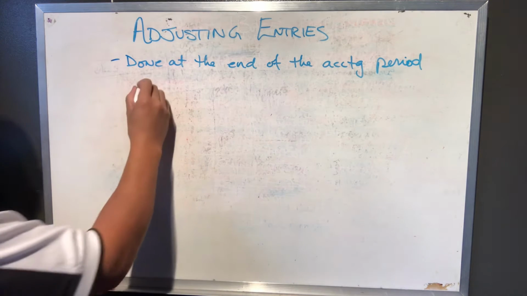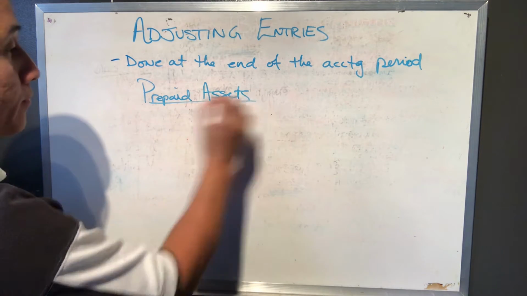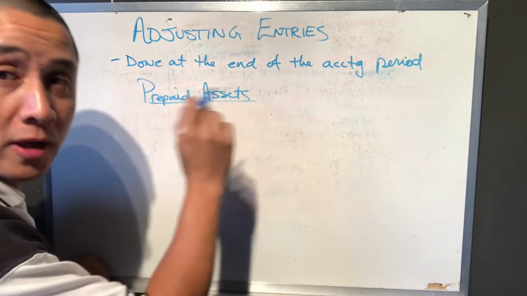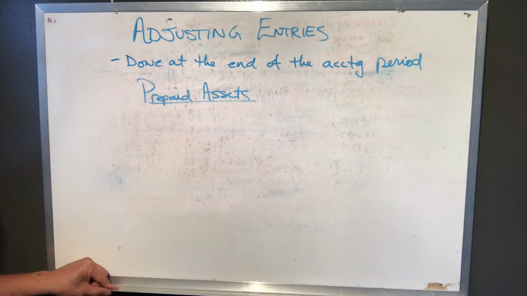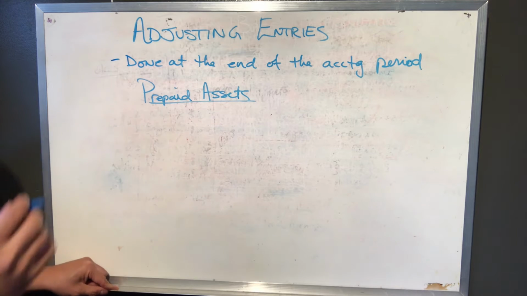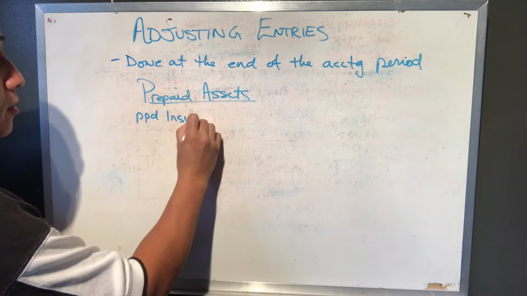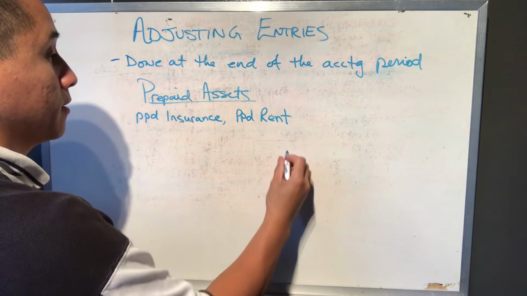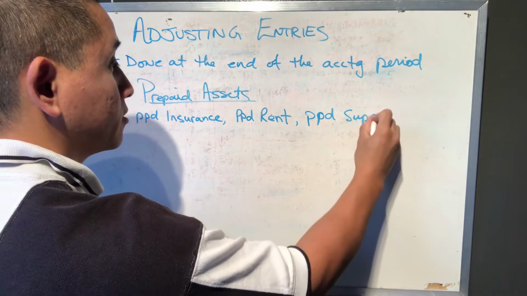So let's look at some prepaid assets. First of all, we'll look at the definition of assets again. Remember, they have to be owned. They have to have current or future benefit in helping you generate income, which is the ultimate goal of running a business. Examples of some prepaid assets would be prepaid insurance, prepaid rent, and prepaid supplies, just to name some.